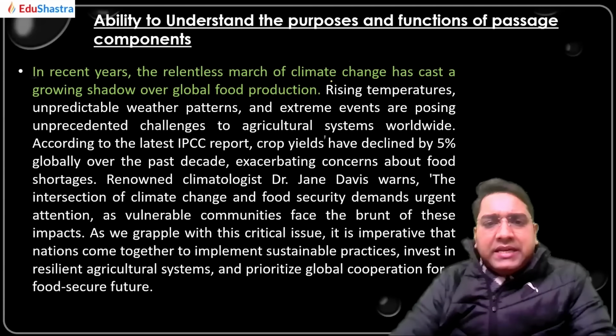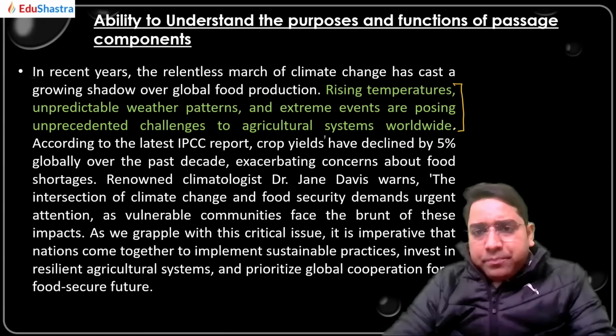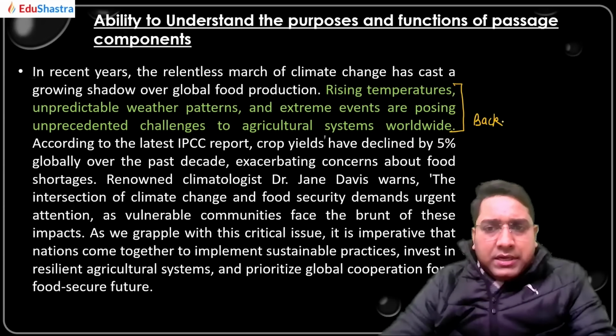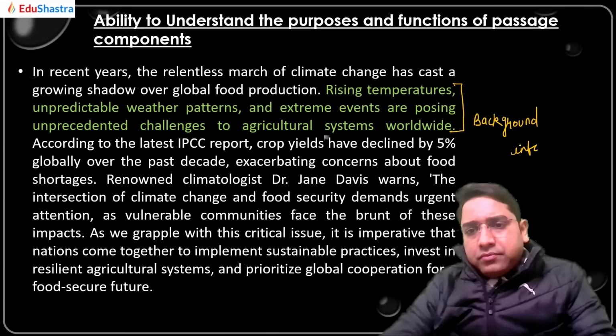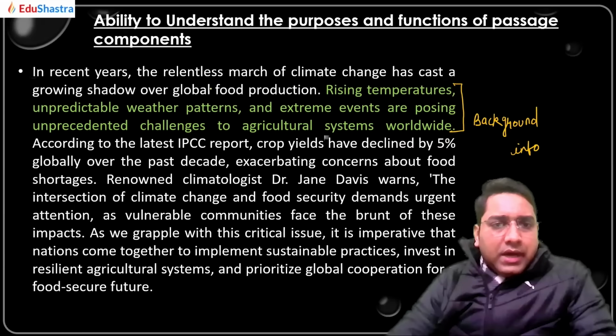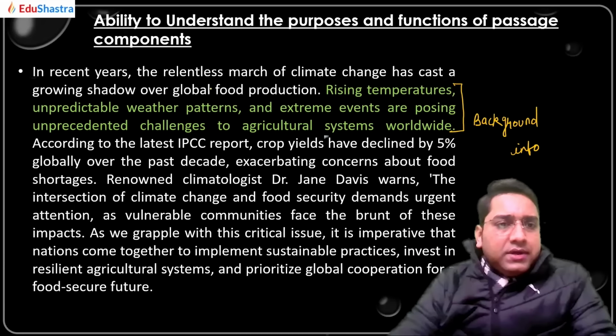Later, what is given? Rising temperature. Just focus there. Rising temperature, unpredictable weather patterns, and extreme events are posing unprecedented challenges on agricultural systems worldwide. So can I say this is background information? That means about the topic which is discussed. This is some background information about the same. I'm giving you an example of every single thing so that you should be able to understand the components of the passage. Very good. Everybody agrees with me.